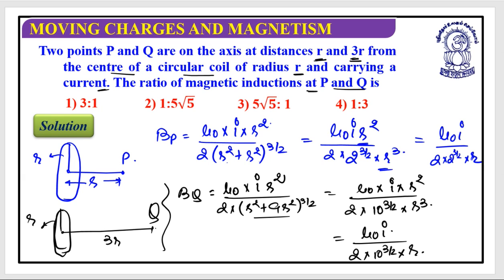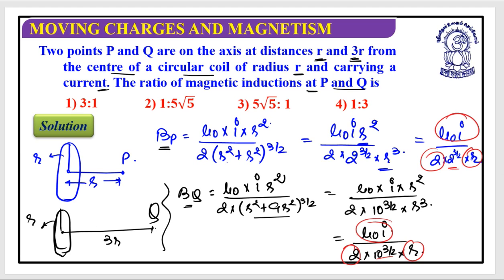I hope this is clear. So if I want to take a ratio of the magnetic field at P and the magnetic field at Q, the mu naught I are equal, so they cancel. The 2 into r is equal, so that cancels too. So I need to solve only 2 to the power 3 by 2 and 10 to the power 3 by 2.